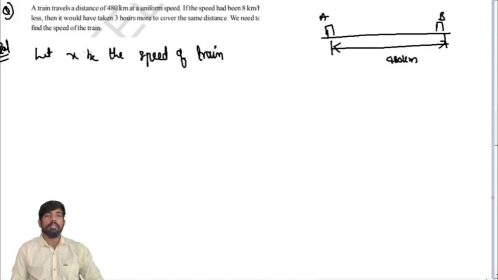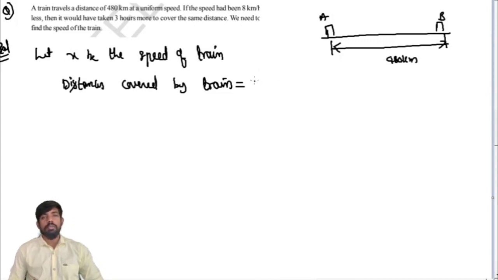Okay, let x be the speed of the train, and consider the distance covered by the train. The distance covered by the train is 480 kilometers. Now, we know the speed formula, right? Speed is equal to distance by time.